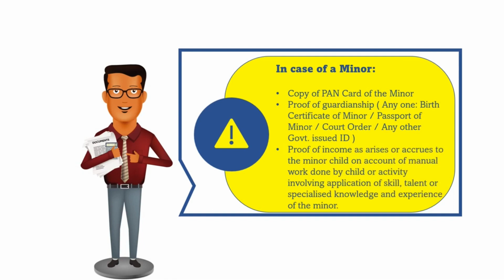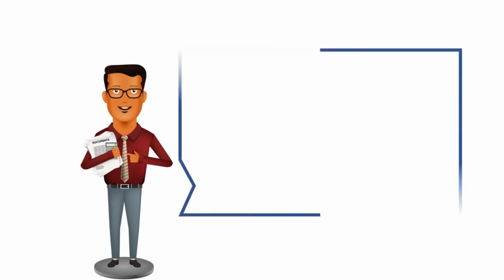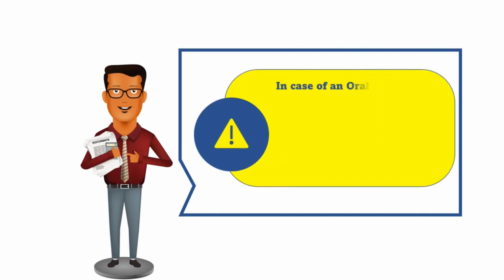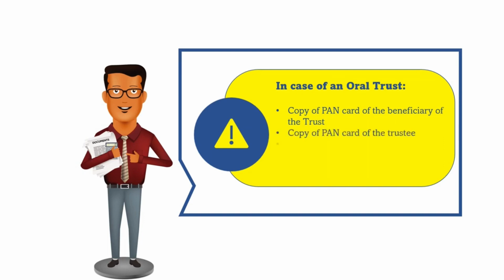Along with that, you are also required to attach the proof of income as arises or accrues to the minor child on account of manual work done by the child or activity involving application of skill, talent, or specialized knowledge or experience of the minor. In case you want to register as an oral trust, you are required to provide the copy of the PAN card of the beneficiary of the trust along with the copy of the PAN card of the trustee, copy of the PAN card of the oral trust, and the self-attested copy of declaration made by the trustee.